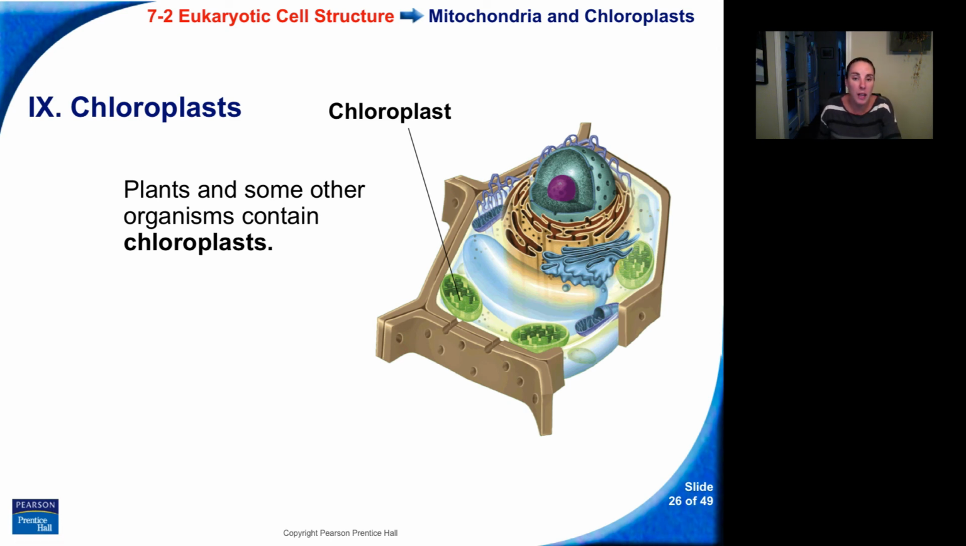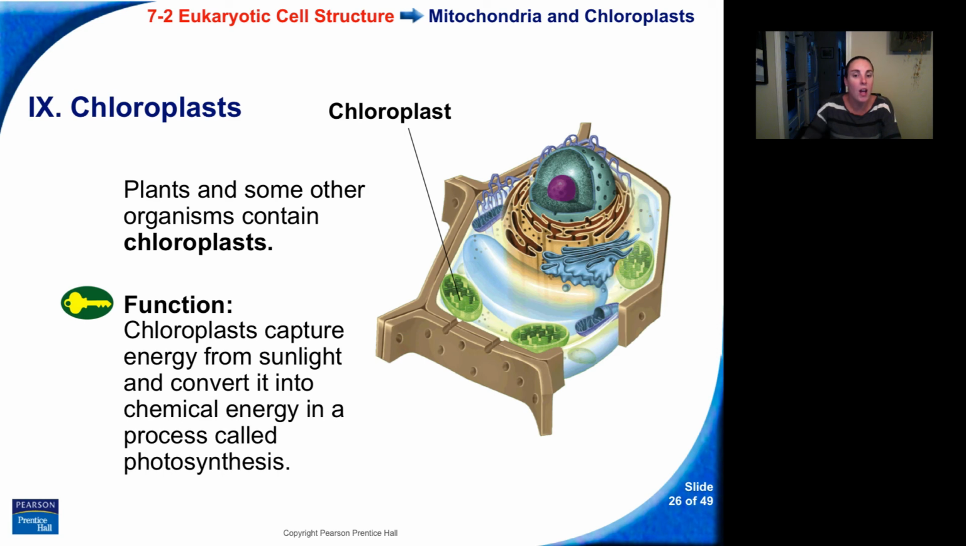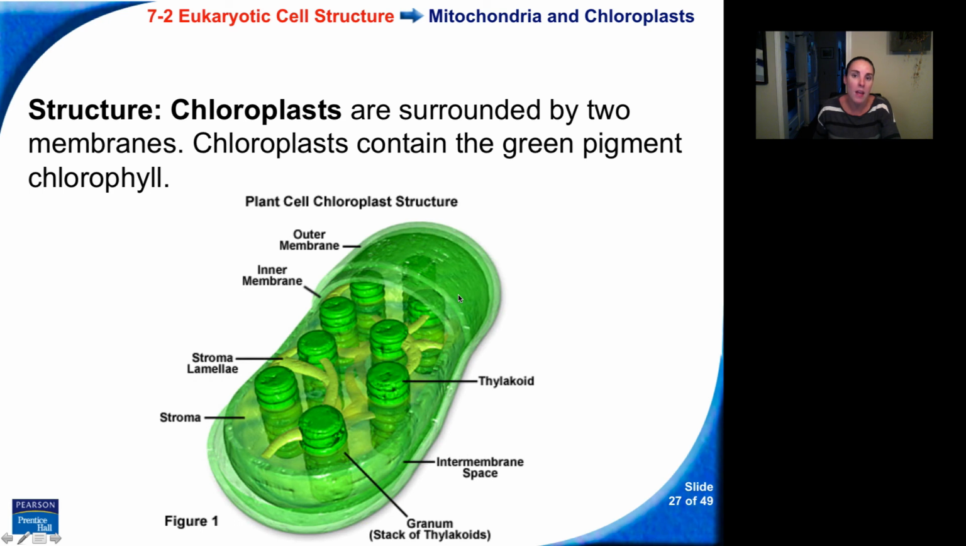Chloroplasts are only found in plants and some other organisms. Chloroplasts capture energy from sunlight and convert it into chemical energy in a process called photosynthesis. So this is the light capturing organelle, and this is the site of photosynthesis. Chloroplasts are surrounded by two membranes, and they contain the green pigment chlorophyll. So there's two membranes, outer and inner, and there's also these stacks of thylakoids that we'll talk about later when we talk about photosynthesis. But inside these disc-like structures is where the green chlorophyll is located.